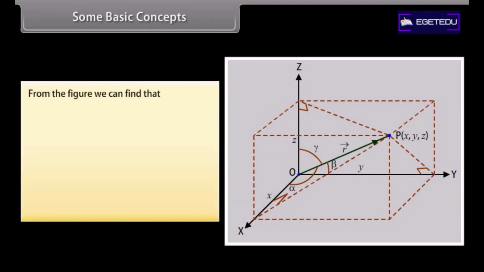From the figure we can find that cos alpha equals x by mod of vector r, cos beta equals y by mod of vector r, cos gamma equals z by mod of vector r.